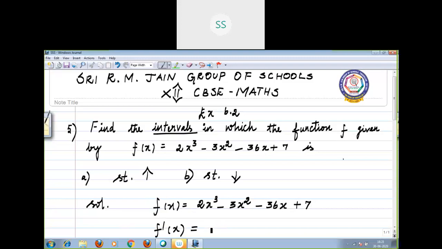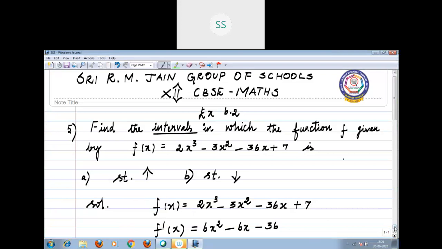Again and again I'm telling you, you have to be thorough with your formula, right? 6x square minus 6x minus 36. The constant came along with the positive symbol, so you will get it as 0. Plus 7 will act as 0 when you differentiate.